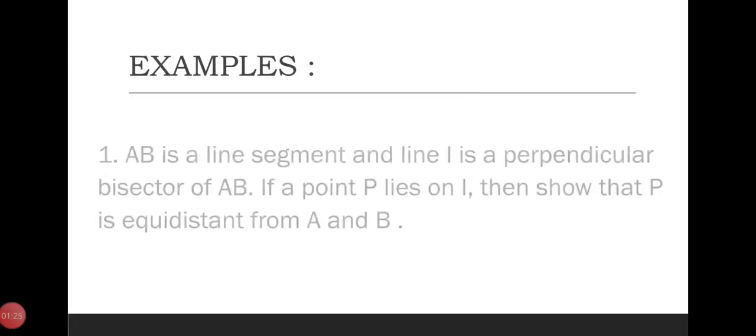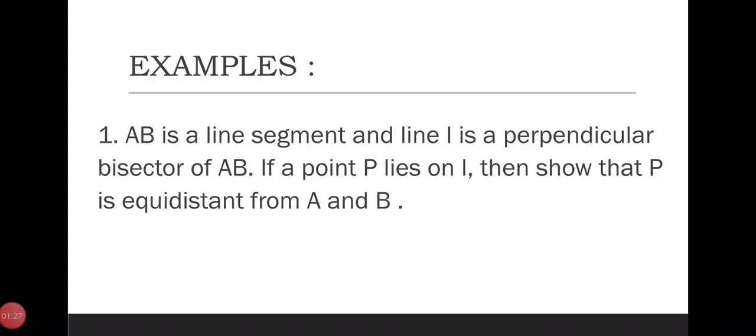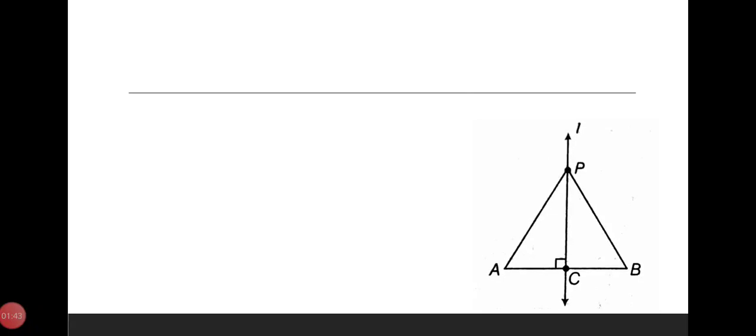Example number 1. AB is a line segment and line L is a perpendicular bisector of AB. If a point P lies on L, then show that P is equidistant from A and B. Let's see the figure. Yes, you can see in the figure that line L is perpendicular to AB and P is a point on line L.